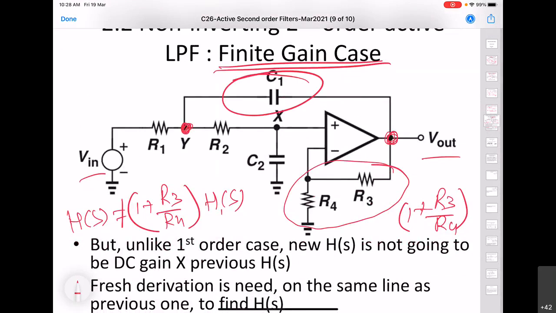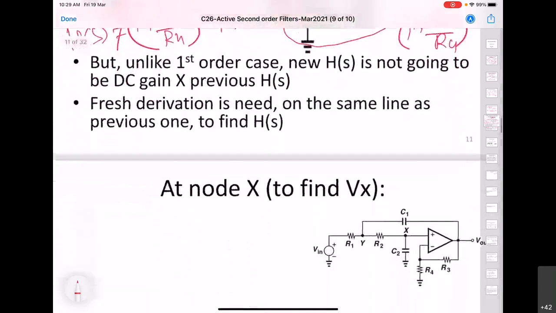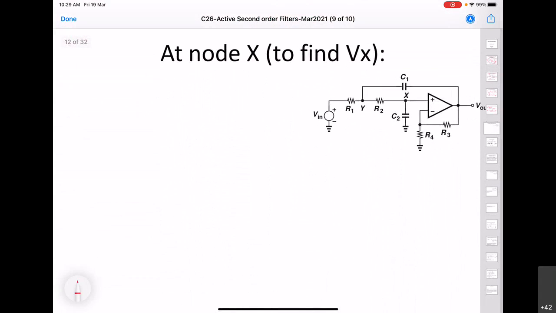If this side had been completely isolated from the output, then we could have obtained the overall transfer function using this equation. But since it is not, this equation is no longer valid here. So we will have to carry out a fresh derivation. Here all those steps that we took are going to be valid, and the modification that will occur here is in terms of Vx.